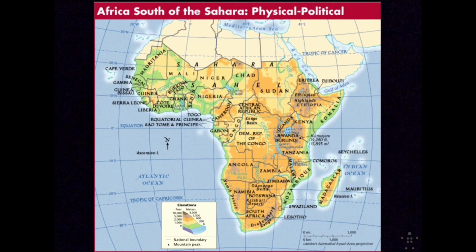Remember from the previous unit that the Sahara Desert is just north of this area, and the Sahara Desert has been a barrier to travel and migration from northern Africa as well as from Europe into this sub-Saharan Africa. Because the Sahara is the world's largest desert, it has been a barrier, again, to travel and migration.